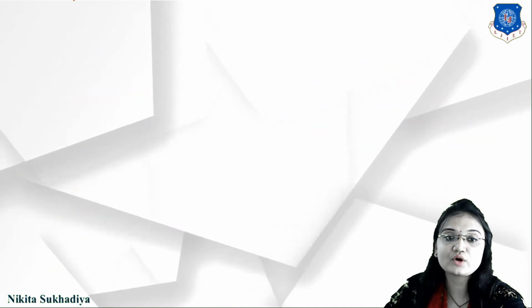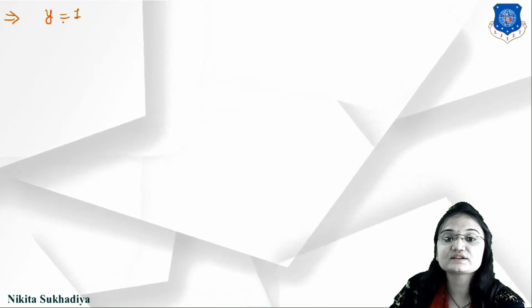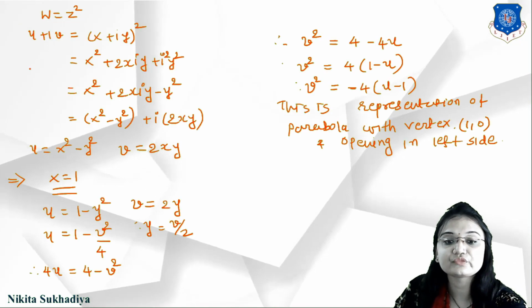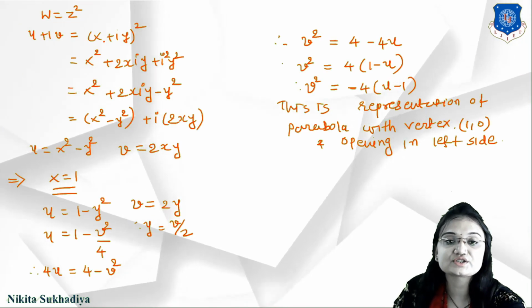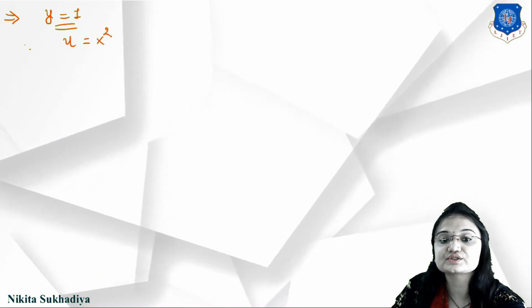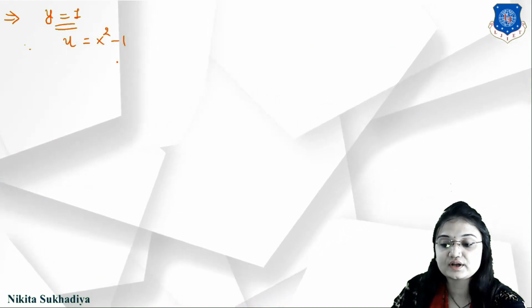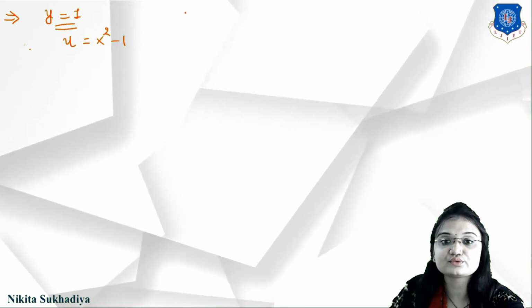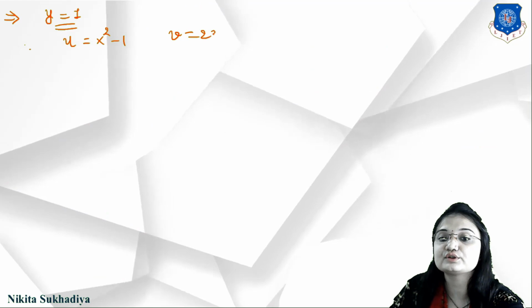Second, we have to find the image of the line y is equal to 1. Here again we have U is equal to x squared minus y squared. Put y is equal to 1, so this becomes U is equal to x squared minus 1. And second, we have V is equal to 2xy. Put y is equal to 1, so this becomes V is equal to 2x.